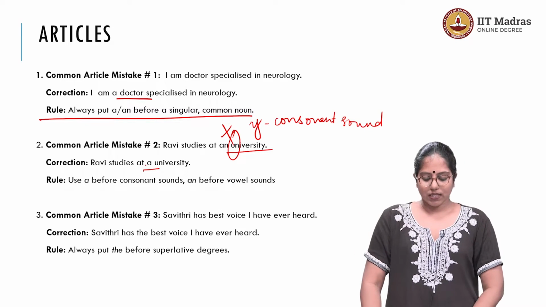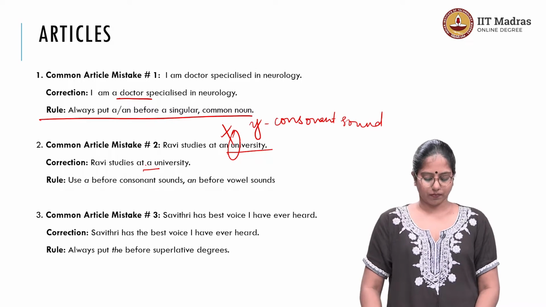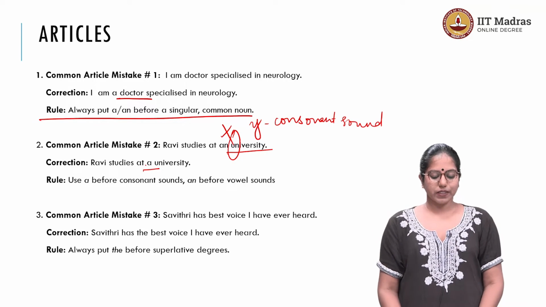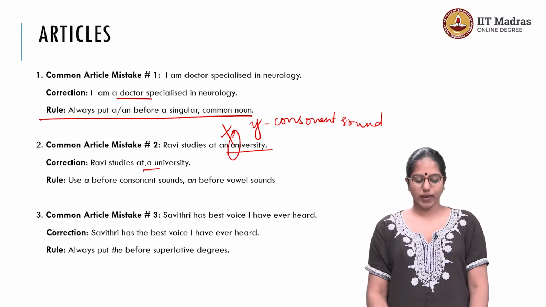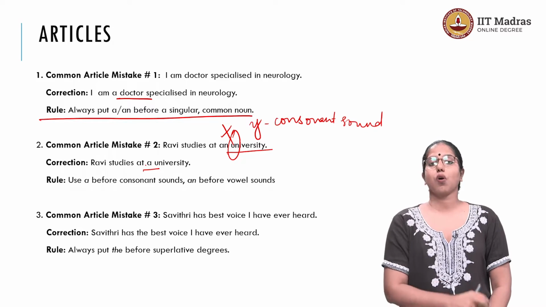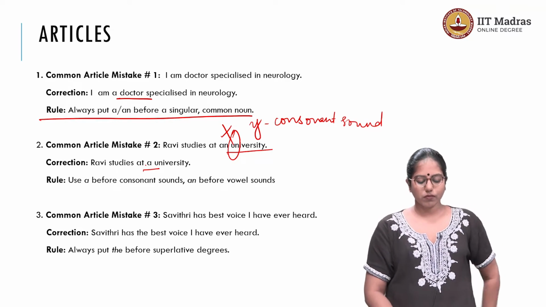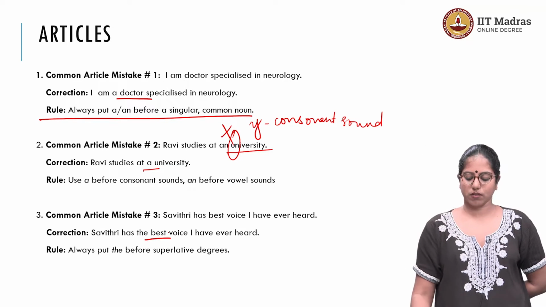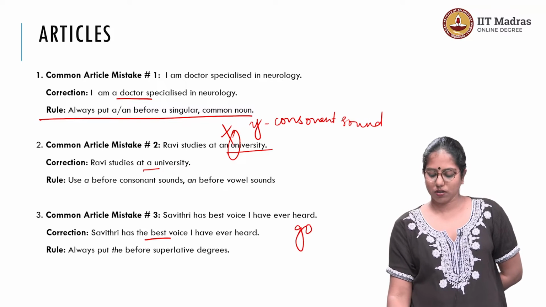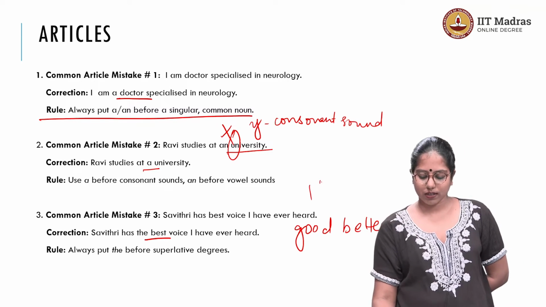The next sentence is, "Savitri has best voice I have ever heard." What's the right sentence? "Savitri has the best voice I have heard." Why? Because you should always put the before the superlative degree. So see, what's the superlative degree here? Best. Good, better, best. These are the 2 degrees, right?